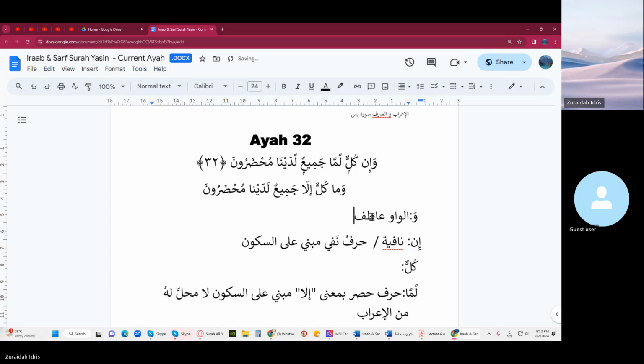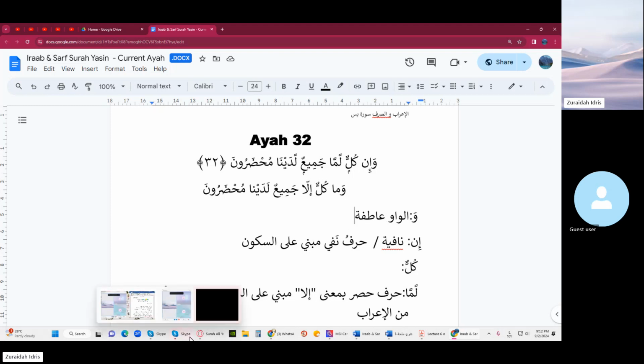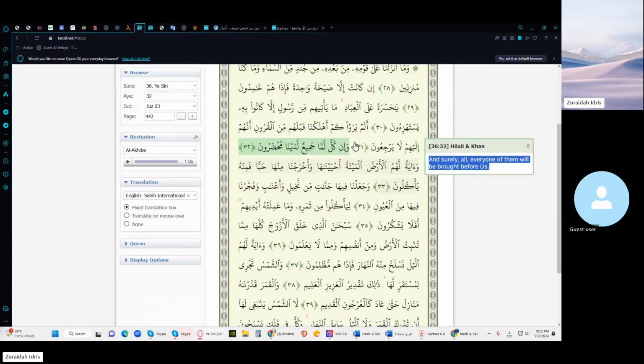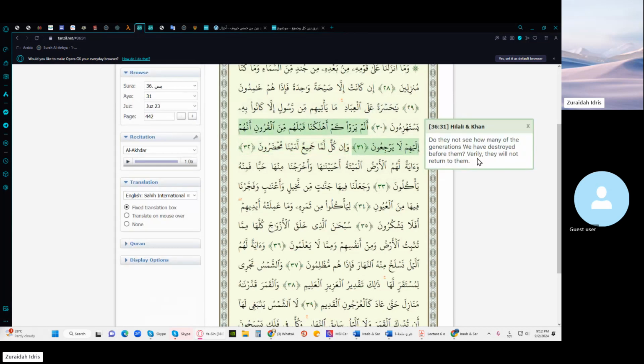Now, if you want to know whether an ayah is istinafiyah or atifa, the best thing is to look at the ayah before it. Let's have a look at what the ayah before it was. If you remember, we were talking about generations and how Allah had destroyed generations before them. After those generations were destroyed, they never returned back to their people. These are two different groups: these are the ones that were destroyed, and these are the ones who were left behind. So they did not return.